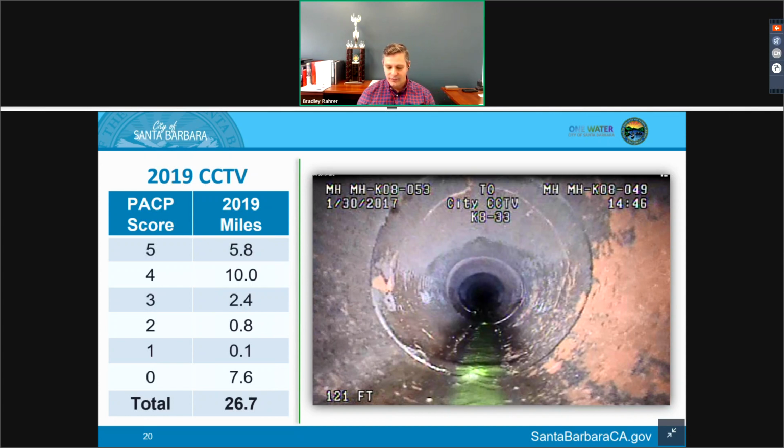I also want to note that while preparing for the presentation, we discovered that the table had been copied over incorrectly into the report. And so we will be issuing an amendment to Channelkeeper next week with the revised table. This is the correct table and the correct data for 2019. Next slide.